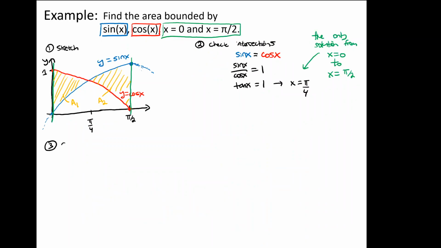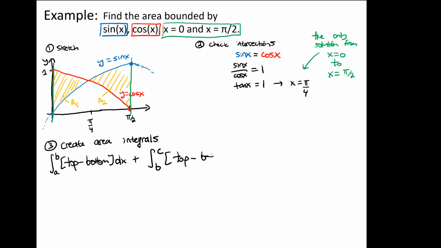So step 3, create area integrals. And I put an S on the end of that word because it's plural. There's two integrals we're going to need. An integral for area 1, integral for area 2. So we're going to have an integral from A to B of top minus bottom plus an integral from B to C of top minus bottom, where the top and bottom in each expression could be different.